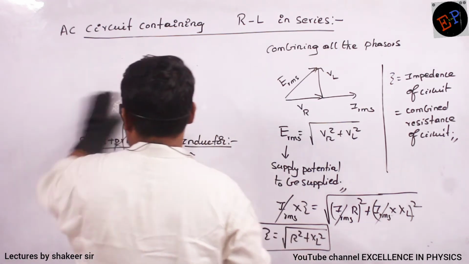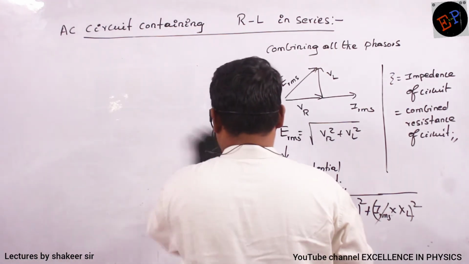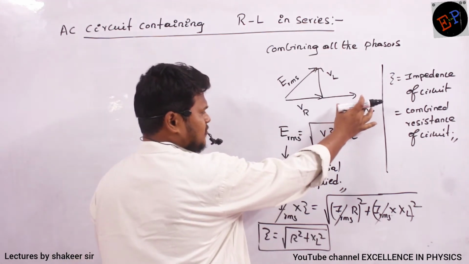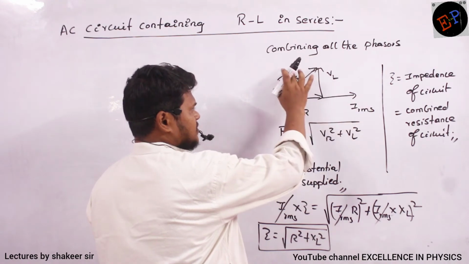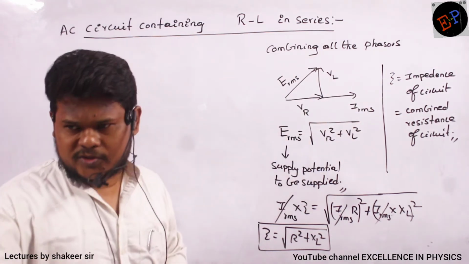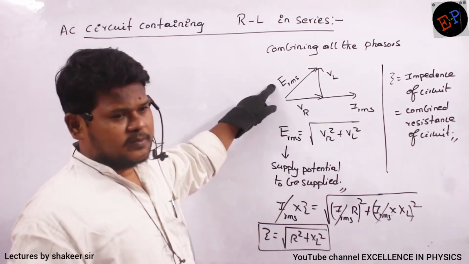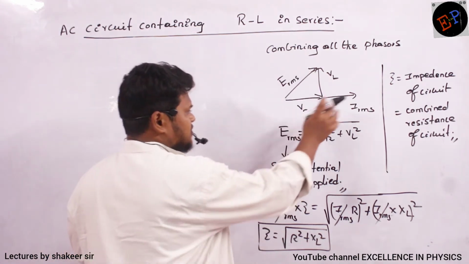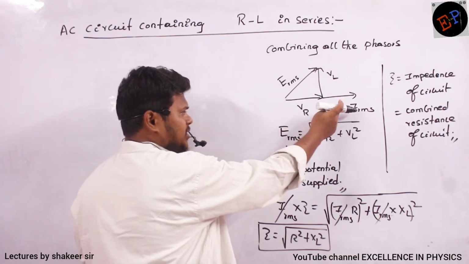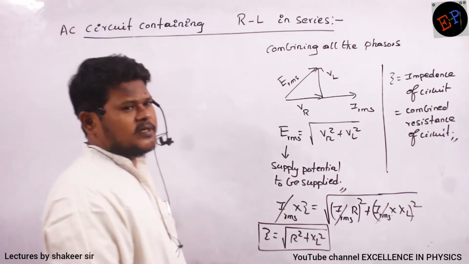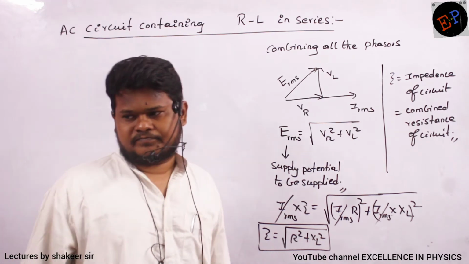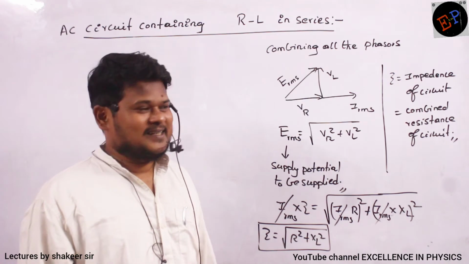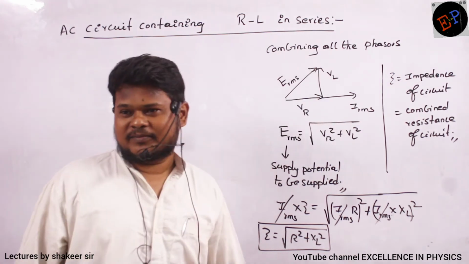Now see. See ma here, this is the current which is flowing in the circuit, and this is the RMS value of voltage which you should give. ERMS is the combined voltage, no? Resultant voltage which you are supposed to supply. Now can you say in this circuit, current is leading or potential difference is leading? Which one is leading? Current is leading or voltage is leading?